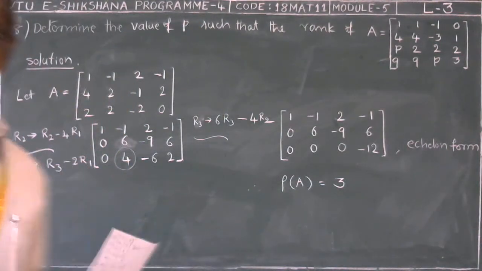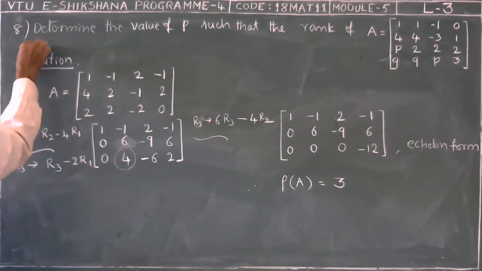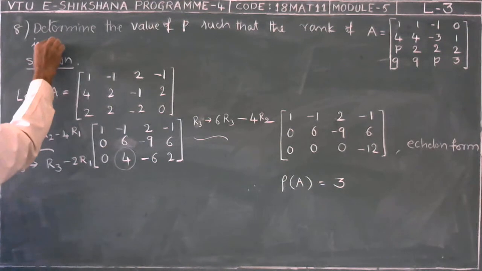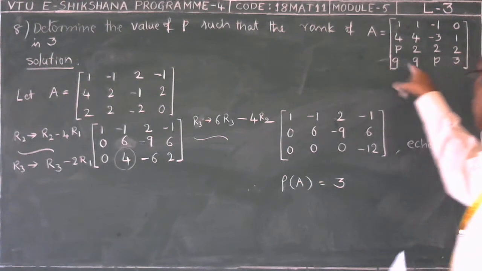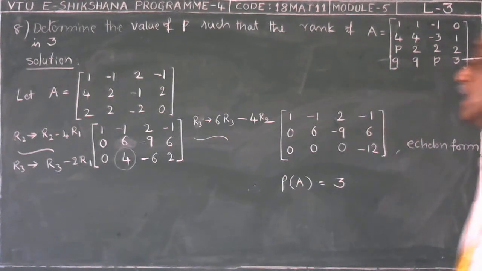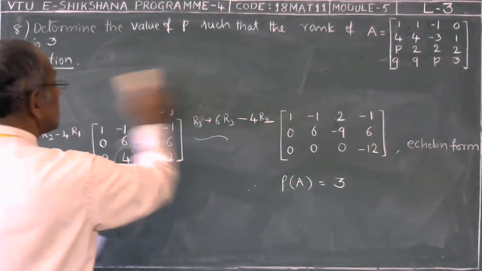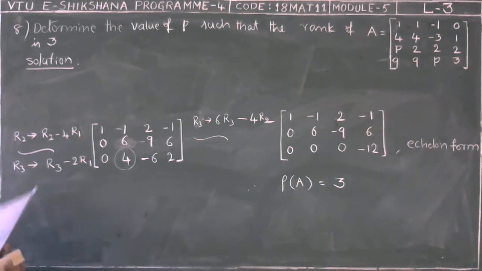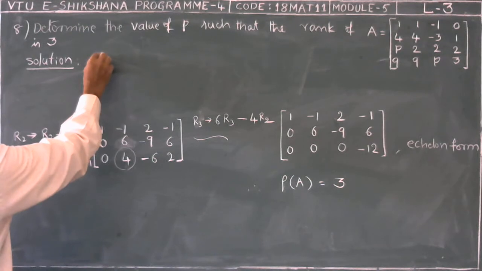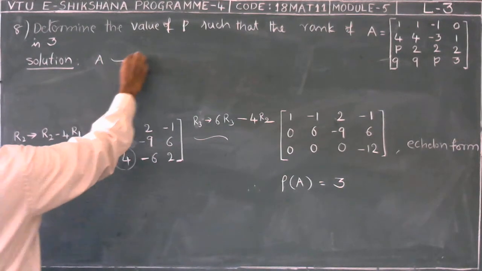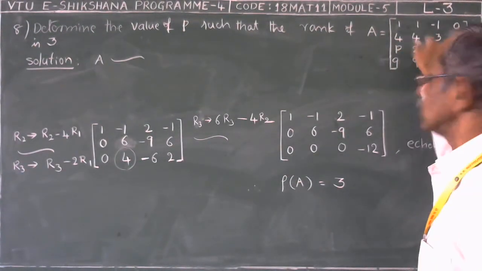So here, the rank of A is 3. It is a 4 by 4 matrix. It is given that its rank is 3. For what value of P is it so? That is the question here. So as usual, we write our A. A is given. So I can directly start like this. Already matrix A is identified. It is given a name.